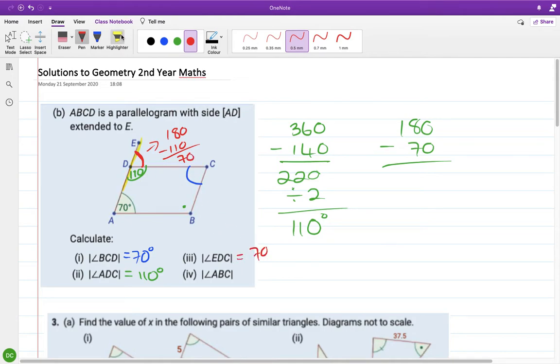Another way of doing it would be, if I extend this down, I can make an F, and these angles are corresponding, so they're both 70. That would work too. And then ABC is this one here, which is opposite the 110. So it's 110 because of opposite angles in a parallelogram.